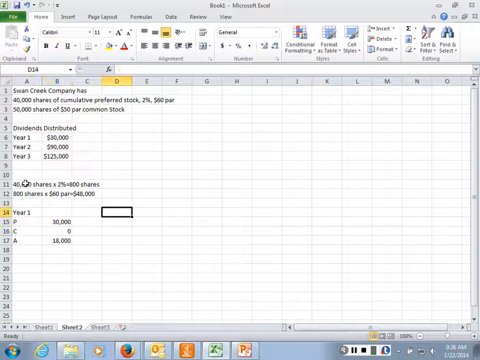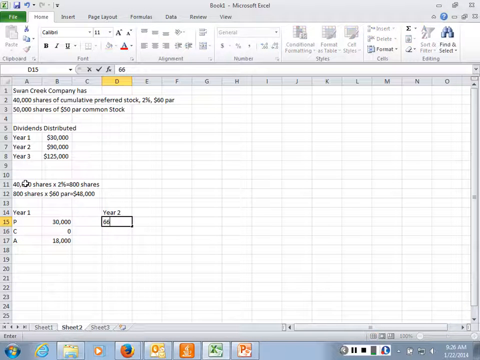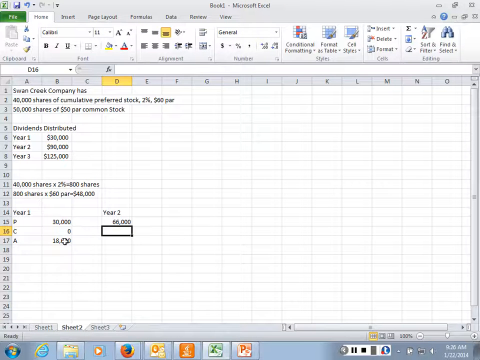All right, now year 2, my preferred is supposed to get 48. I need to get rid of that arrears too. 48 and 18 is 66,000. So they're going to get their 48 that they should get plus the 18 in arrears. So my arrears is cleaned out at this point. I'm not going to use that again. Well, I have 90,000 to give out, and I have used 66, so that would leave 24,000 for common.